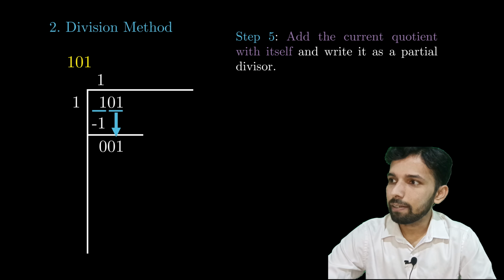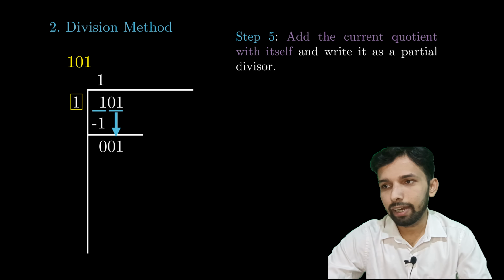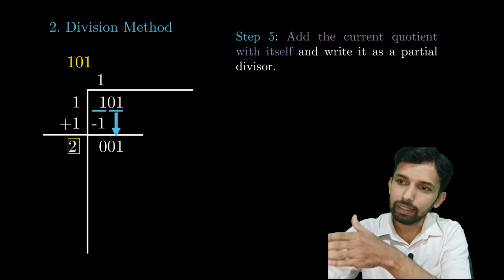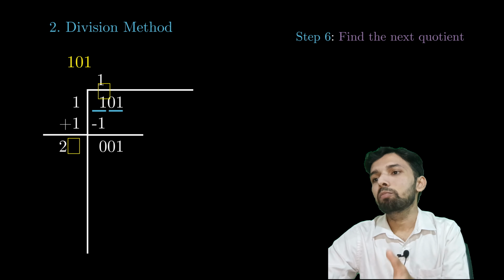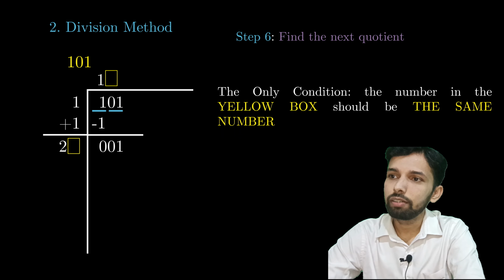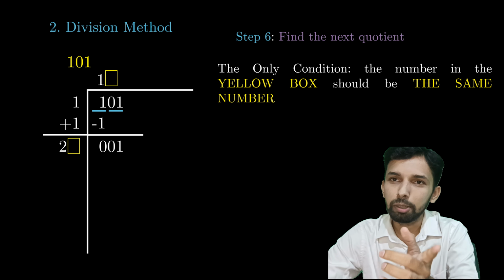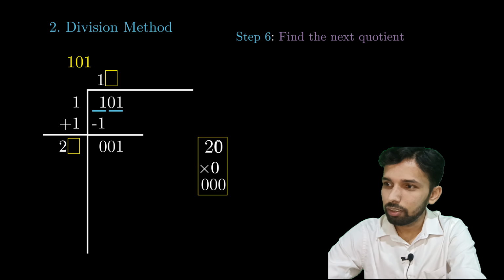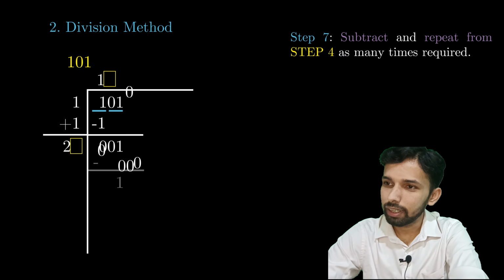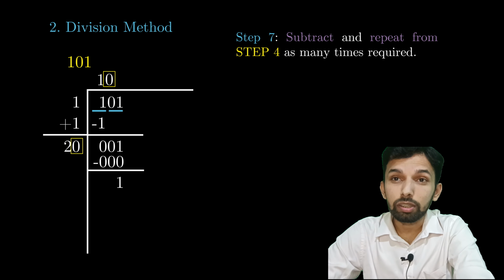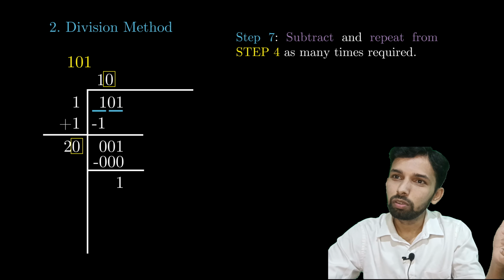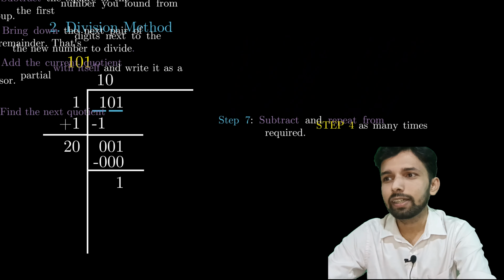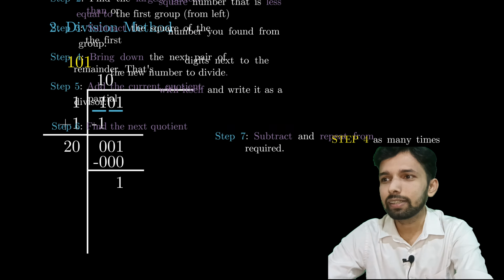So now here is the catch. Add the current quotient with itself. So we'll add 1 plus 1, and that makes us 2, right? And then we'll write it as the partial divisor. And then we will find the next quotient. Remember the only condition that these yellow boxes need to have the same number. Again, leaves us with the 10 possibilities, but we are not going to talk about all those 10 again. We are having 0 this time. 20 times 0 equals 0. Why? Because 1 is not there in all those 10 possibilities. Only 1 we are getting, that is 0. So we get it. Fine.